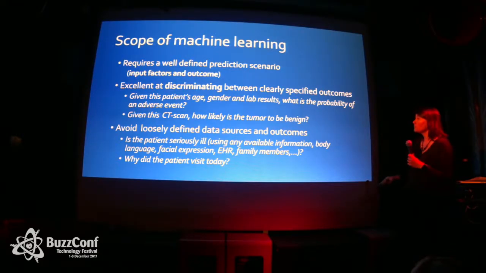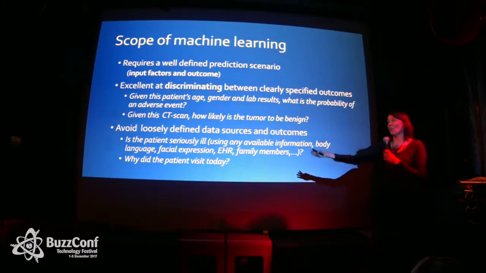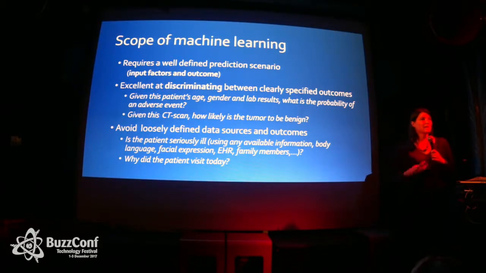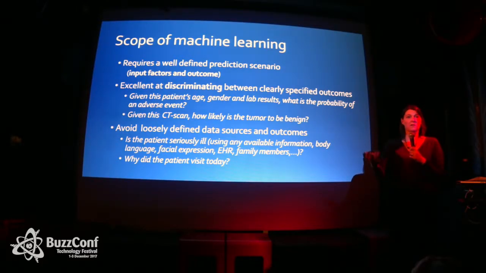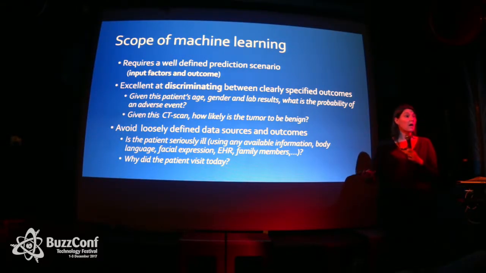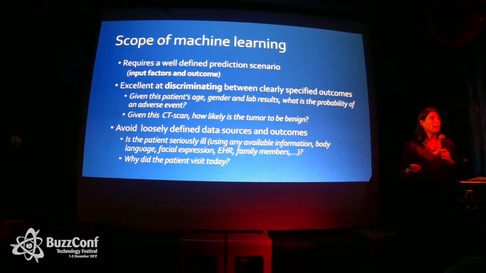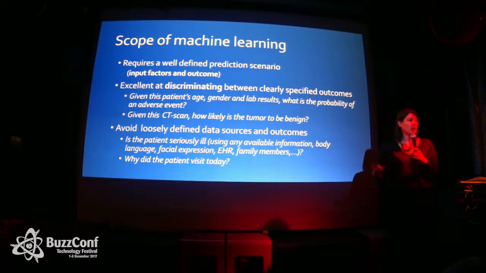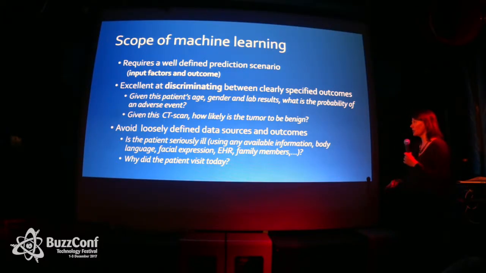trouble. And so that means that in the context of current applications, we really need to avoid loosely defined data sources and outcomes. A question like, why did the patient visit today, is a very open-ended question, and it doesn't have a well-defined outcome. It doesn't have a well-defined target variable, and so that's not the sort of task that we can address with a standard kind of current state-of-the-art machine learning algorithm.